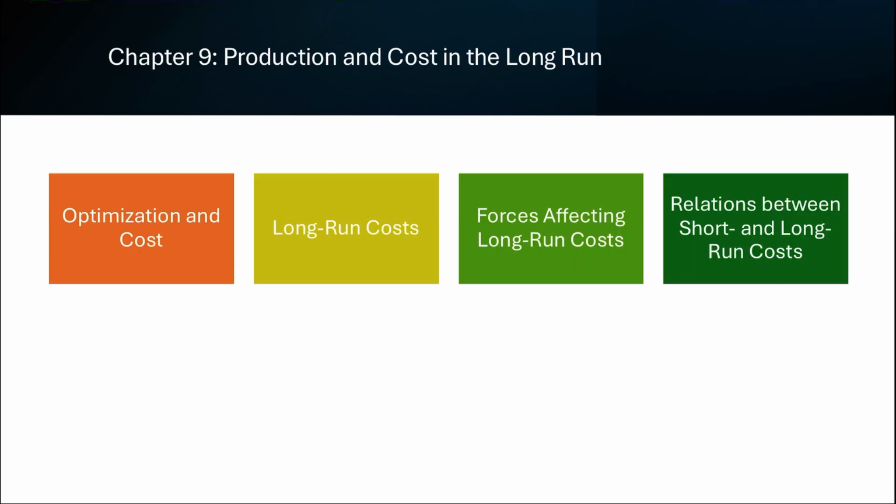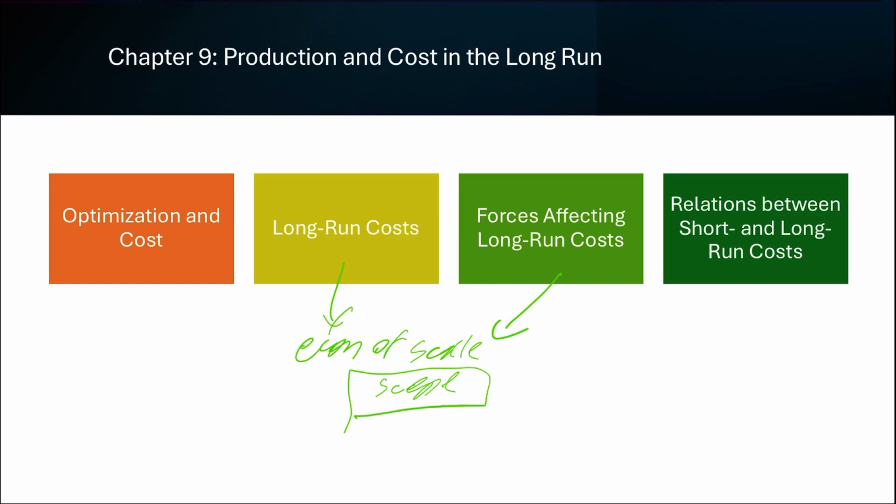All right, and then in the long run, we want to think about optimization and cost, so we can look at things like driving our long run costs, our economies of scale, our economies of scope, forces affecting this. Long run costs are going to be related to is it more efficient to produce at a larger scale, or is it more efficient to produce multiple goods within the same firm? It's going to be related to economies of scale and economies of scope.